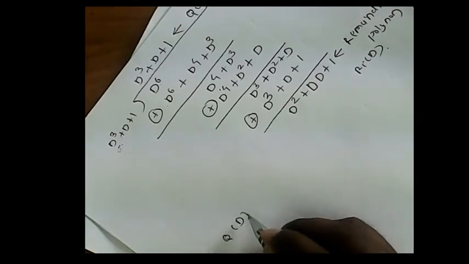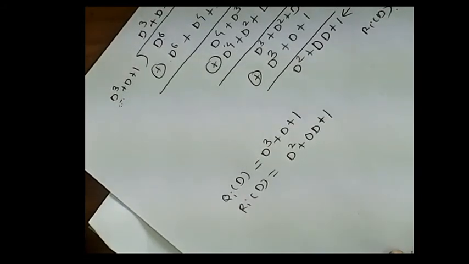So we can put these values. We can take q of d is equal to d cube, d raised to power 1 into 1. This is the quotient polynomial, and the remainder polynomial r of d is equal to d square, 0d plus 1. Substituting these values in equation number 2.